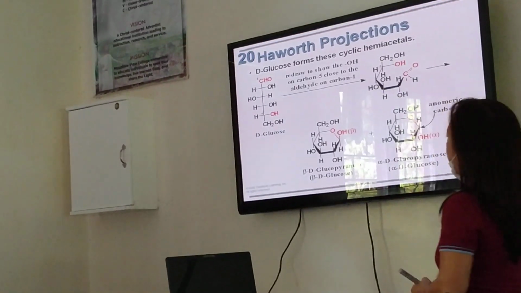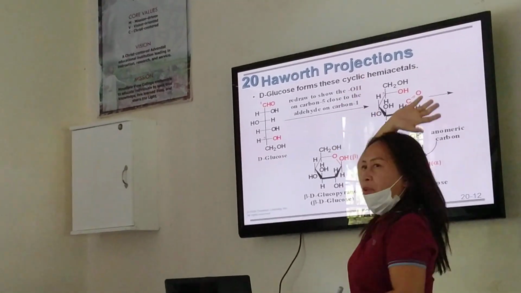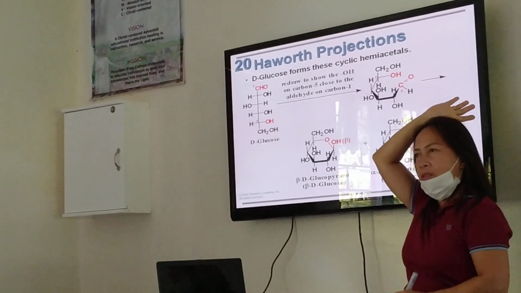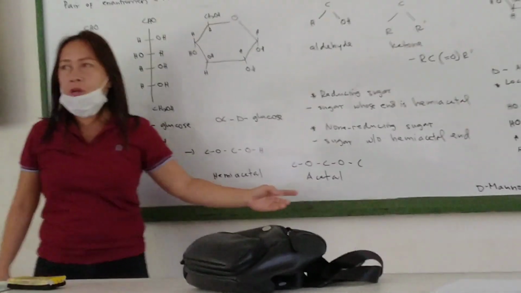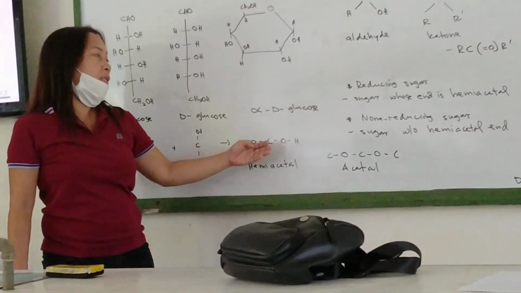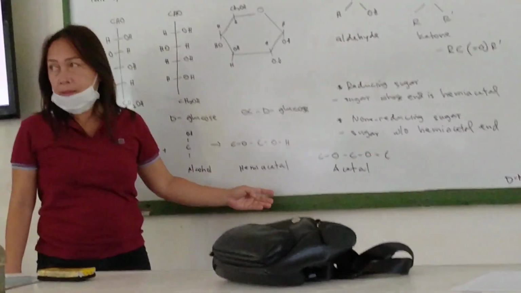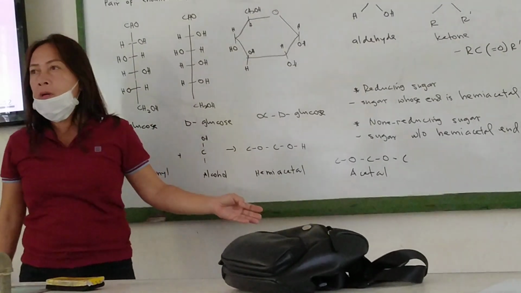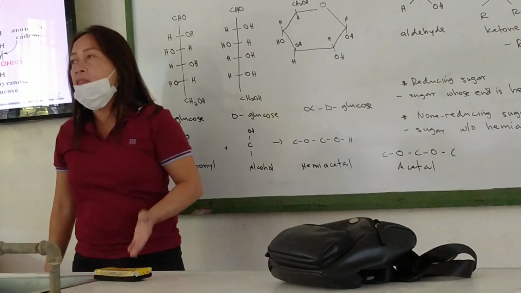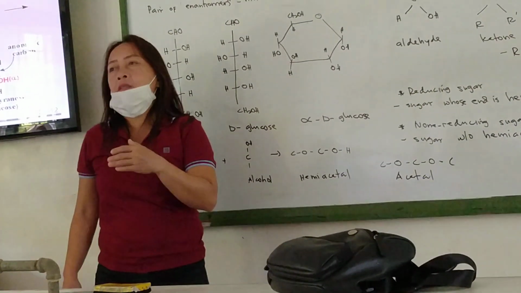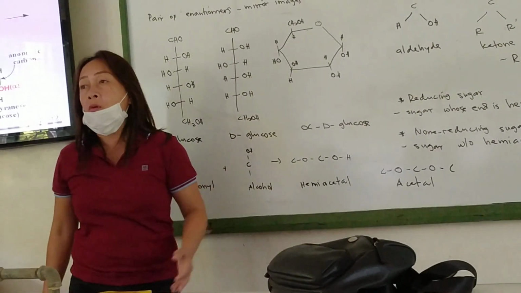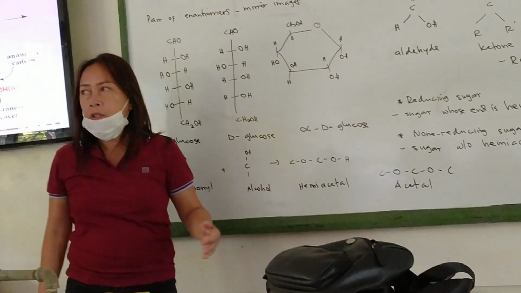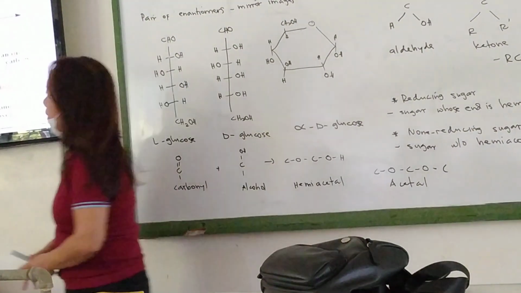Okay. Now, in question with the Fisher projection, we will come to this when we discuss reducing and non-reducing sugar later. What is the importance of this hemiacetal group? In identifying whether the following sugars are described as reducing or non-reducing sugars, we'll come back to this hemiacetal.